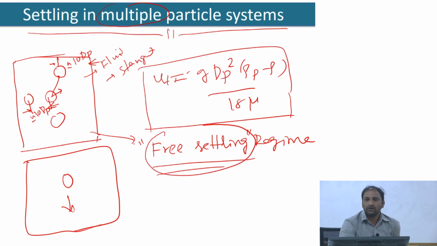And that is what is called a free settling regime. Now, as I said, when I talked about viscosity measurements, there are instruments called rheometers, and there are different geometries: parallel plate, cone and plate, and co-axial geometries. In all these measurements, people typically maintain a gap.